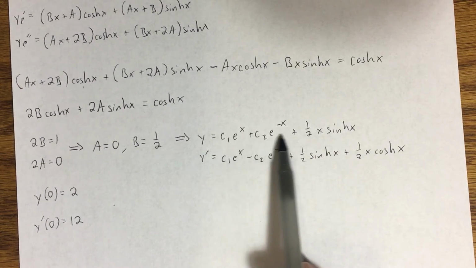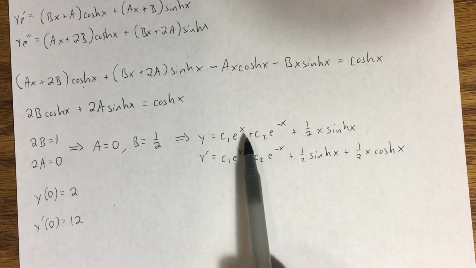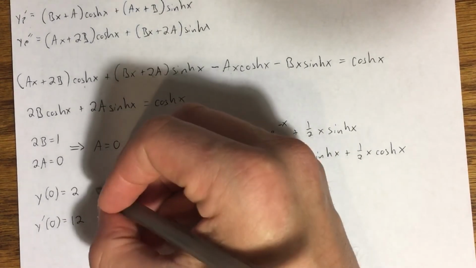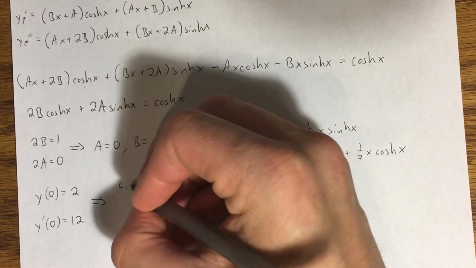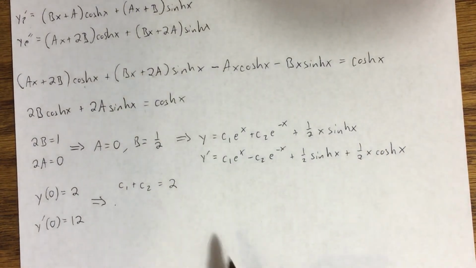Okay? Now, we're going to substitute, we're going to plug in 0 for x up here. If I plug 0 in for x up here, that's going to give me c1 plus c2, then plugging a 0 in here, that whole term goes to 0. So I get c1 plus c2 equals 2.